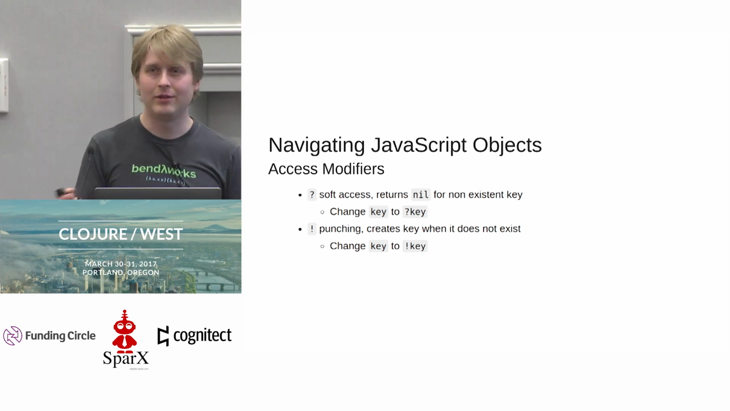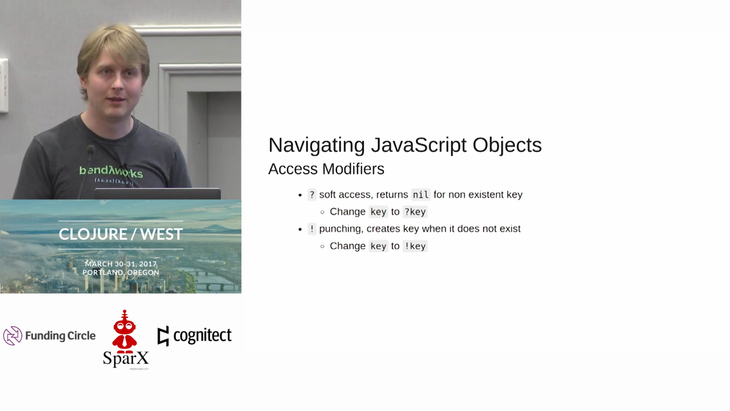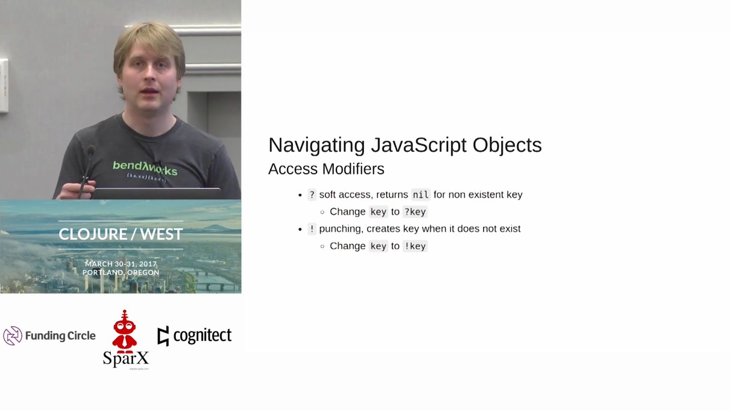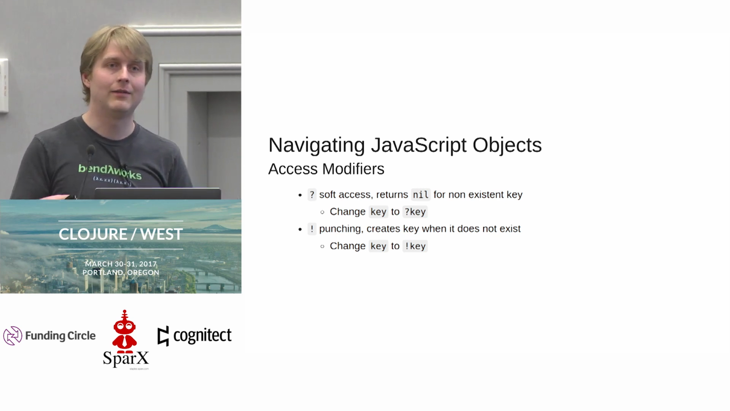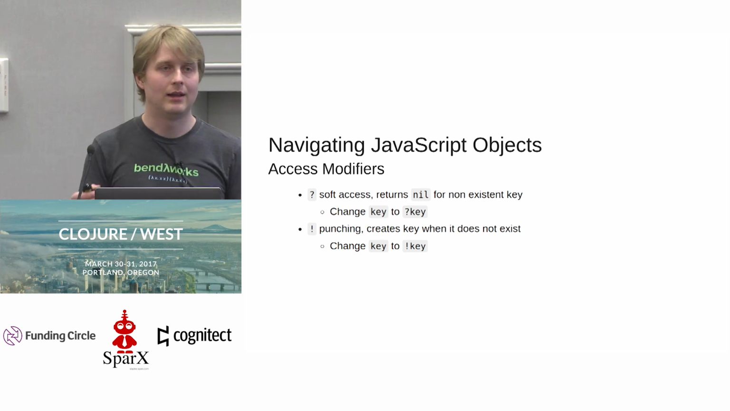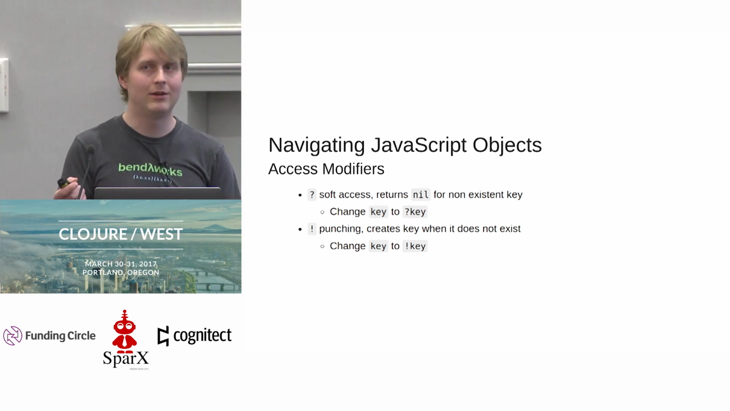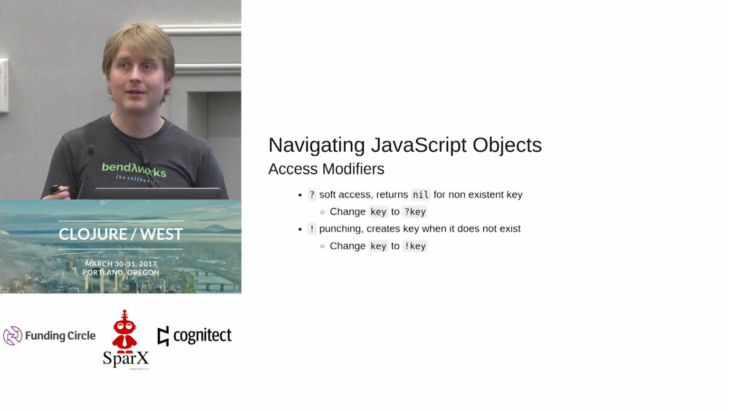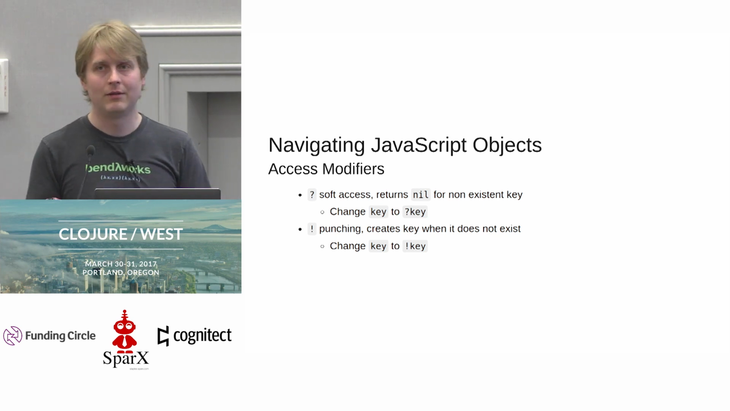And this is also very useful for navigating JavaScript objects that you would get returned from a JSON API call. There are 2 access modifiers you can prefix your keys with. There's the question mark, or soft operation, access modifier, which will return nil if the key does not exist instead of having a runtime error. And the prefix of exclamation point, or punching access modifier, which will set a JavaScript object's key if it does not exist, instead of doing a runtime error.